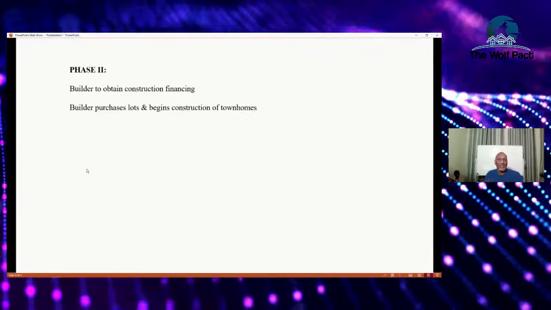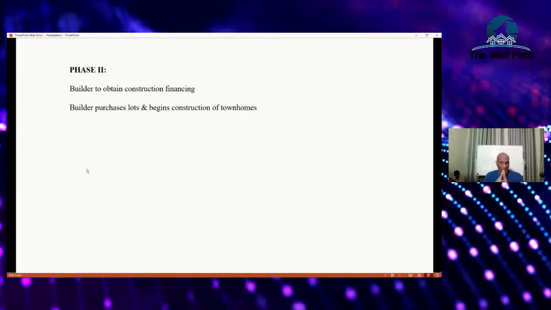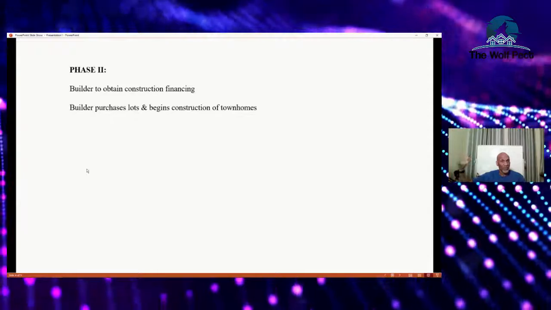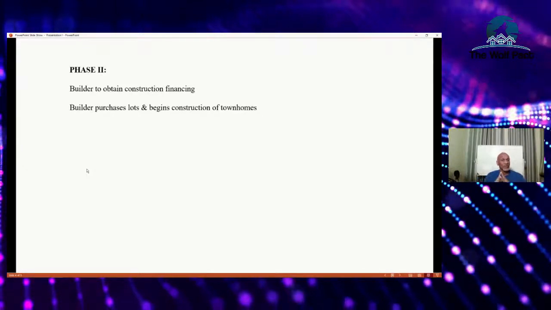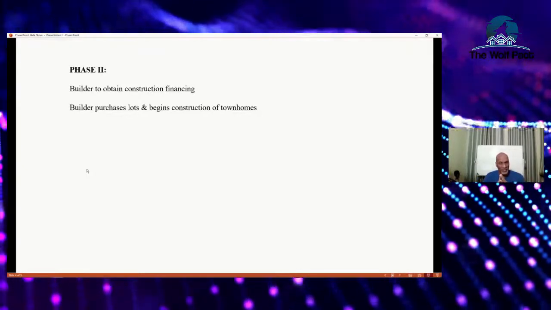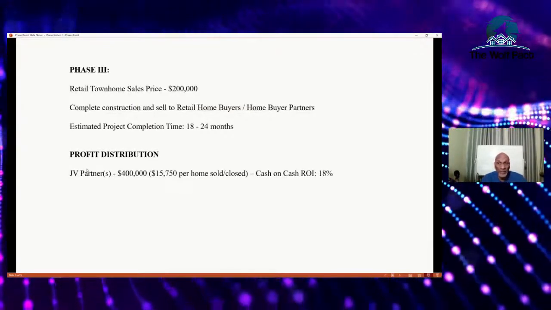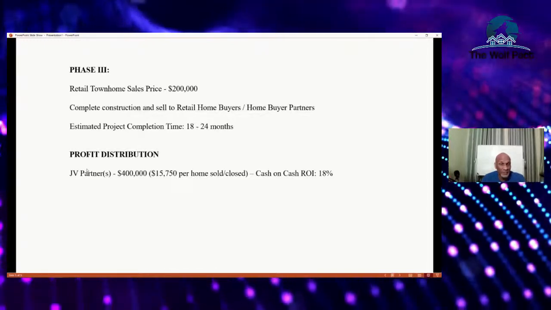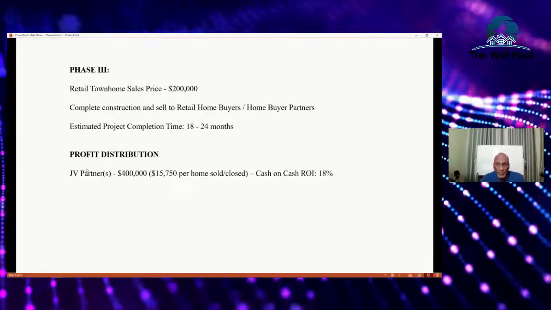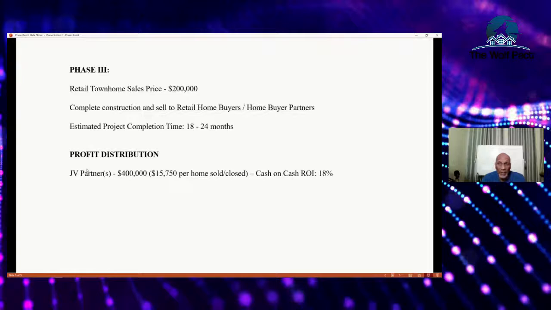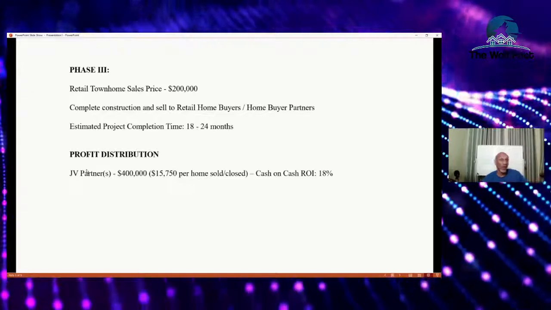Okay, so the builder's going to purchase a lot, and then they begin construction of the townhomes. Of course, at this point, they've already developed the lots. That was in phase 1. In phase 2, we begin construction. All right. Now, phase 3, the townhomes are complete. We sell them at $200,000, and gradually raise the price as we go. That's typically how it goes. We complete the construction and sell the homes to retail home buyers or home buyer partners.